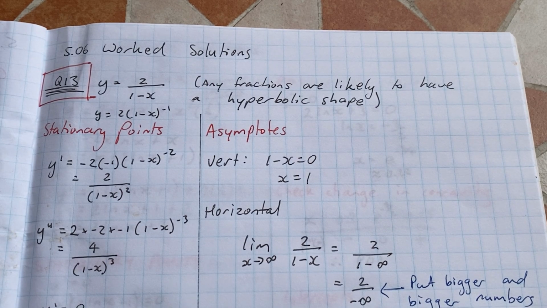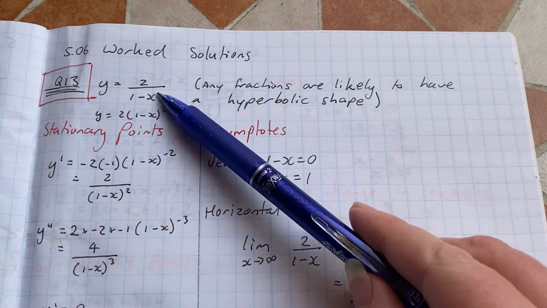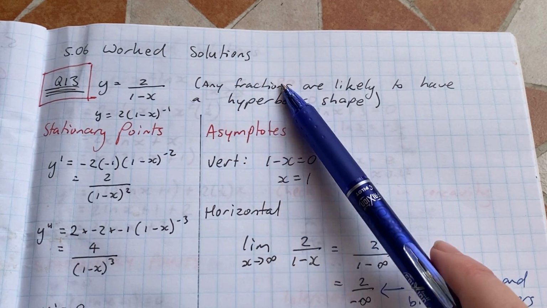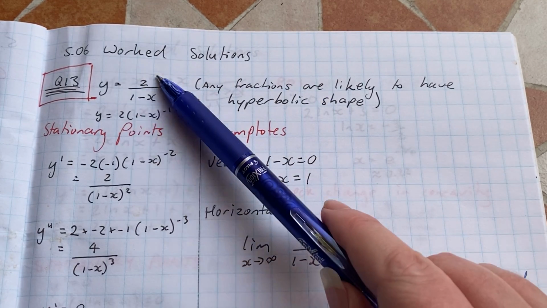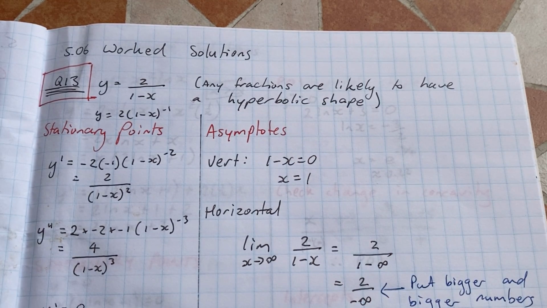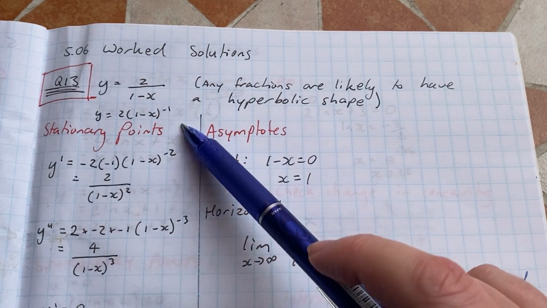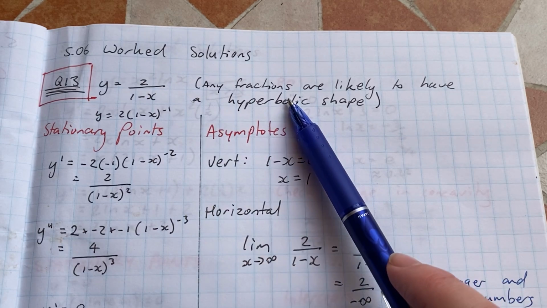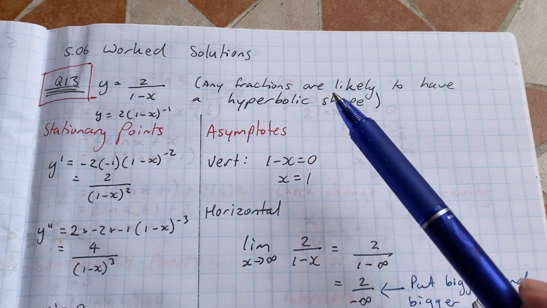For exercise 506, I have done a few worked solutions, and I'm just going to very quickly talk through these and put the still shots up. So in question 13, they had this one. Now, basically, anytime that you've got a fraction, you're going to find it's got some sort of hyperbolic type shape to it. Maybe not for the whole curve, but certainly at the ends.